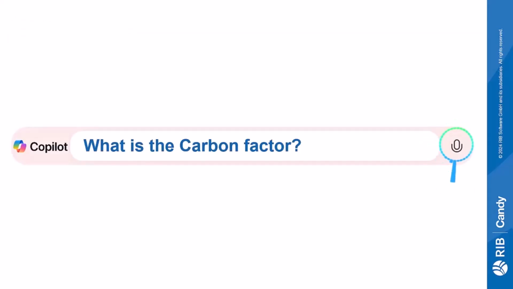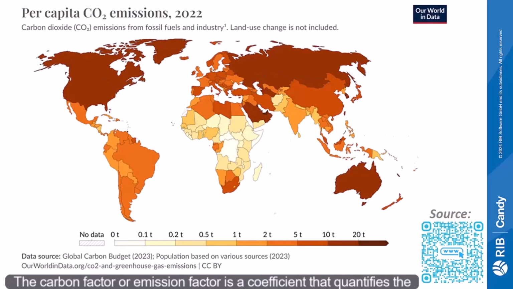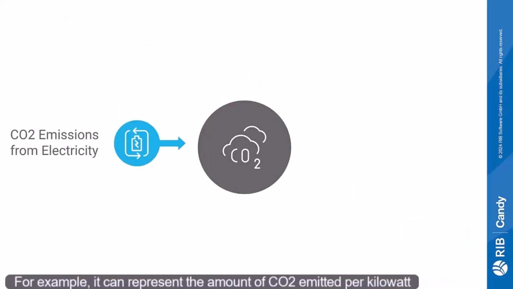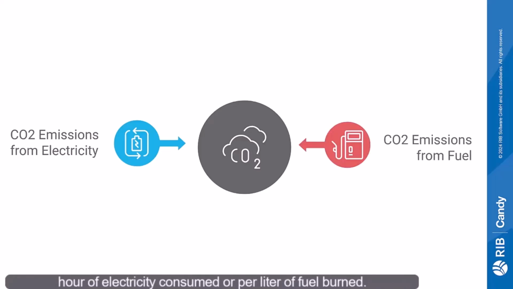What is the carbon factor? The carbon factor or emission factor is a coefficient that quantifies the emissions produced per unit of activity. For example, it can represent the amount of CO2 emitted per kilowatt-hour of electricity consumed or per liter of fuel burned. These factors are crucial for calculating the carbon footprint of various activities and are often expressed in units like kilogram CO2e per unit of activity.